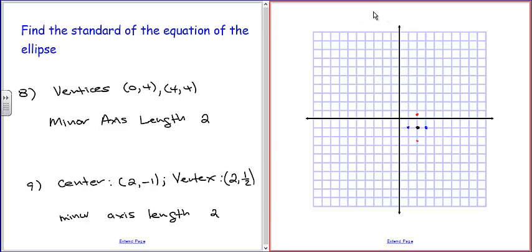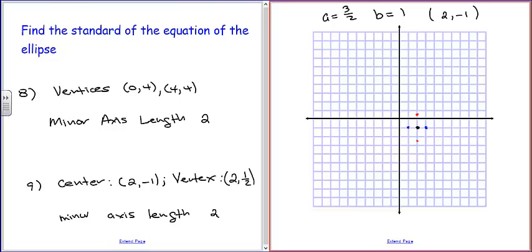So what we know is that B is equal to 1. It's half the length of the minor axis. A is equal to, well, A is 1.5. So that's 3 halves. So A squared is going to be 9/4. And the center is given, 2 comma negative 1.